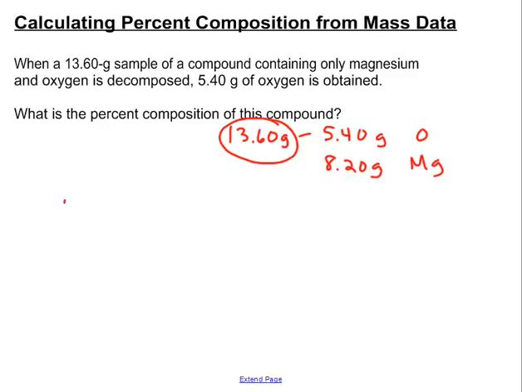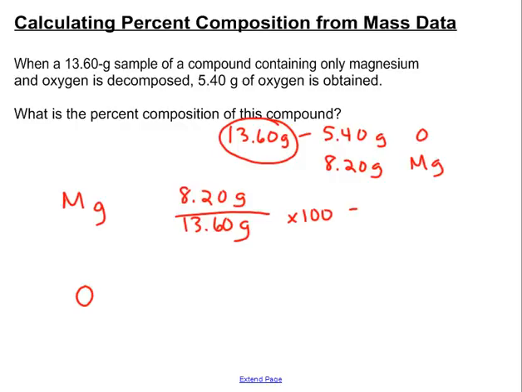To find percent composition, you need to do it for all the elements of the compound. So I'm going to start with magnesium, and then we'll do the percent composition for the oxygen. The mass of the element, in this case magnesium, is 8.20 grams. We'll divide it by the mass of the entire compound, 13.60 grams, and we'll multiply it by 100.